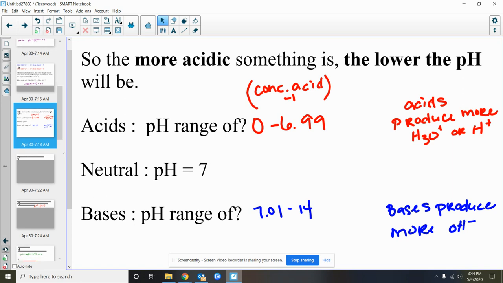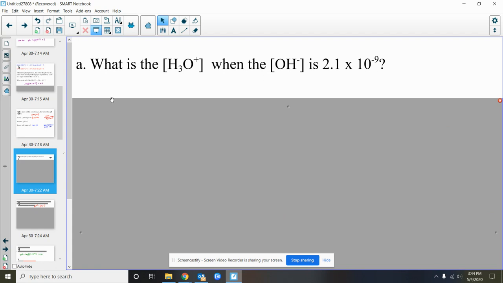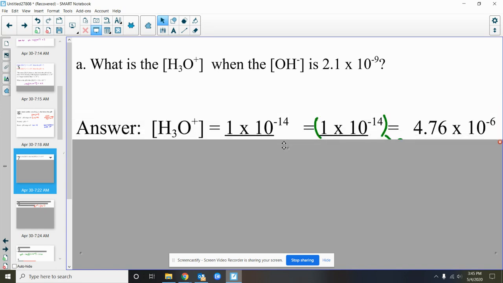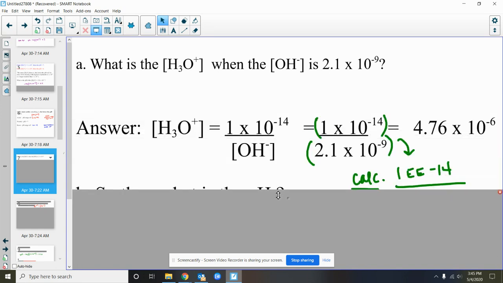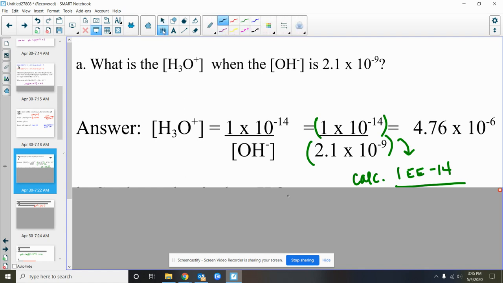All right, so let's look at an example problem. What is the H3O value when the OH is 2.1 times 10 to the negative 9th? Okay, so remember we have that ion constant in water, that Kw equals, okay, that equation. I am being told right here, here's your OH value. How do you solve for hydronium? So you're going to use that equation, okay? So look, here is your H3O value. So remember that equation that I showed you earlier, okay?